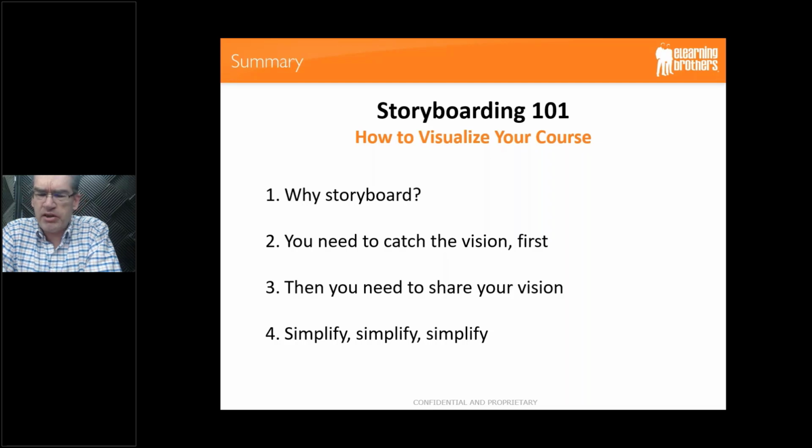Especially when I try to simplify things, take their content and share it. You can never communicate too much with the client as an instructional designer, is what I've learned. The more that you communicate with them, the more they appreciate you and they value your opinions. And so if you want one thing to take away from this, it is that you need to catch their vision and share your vision with them by communicating.